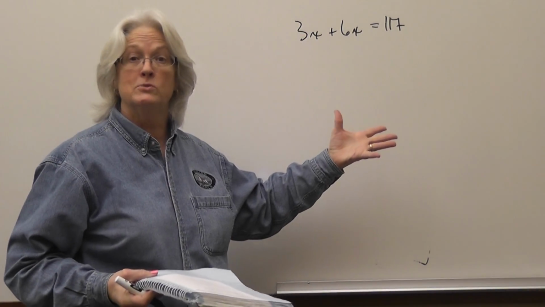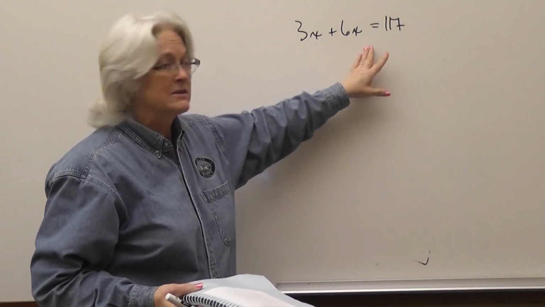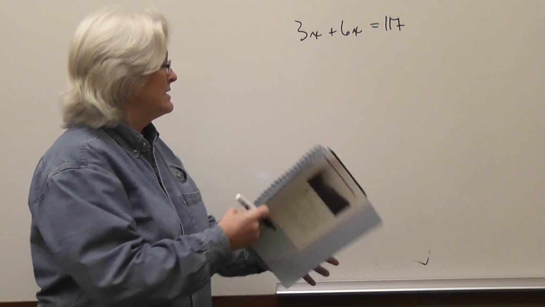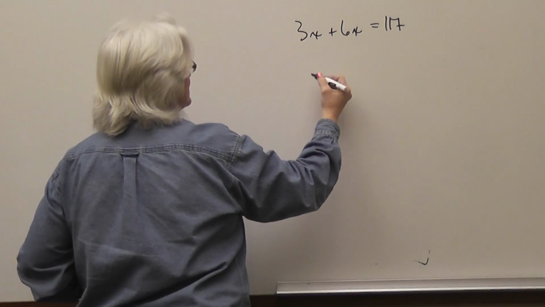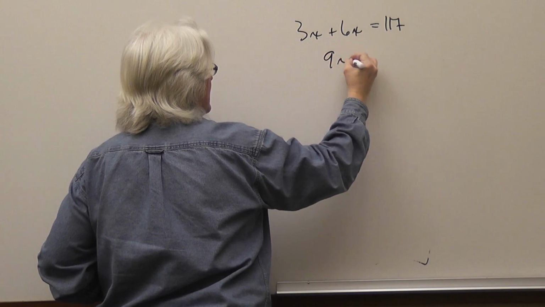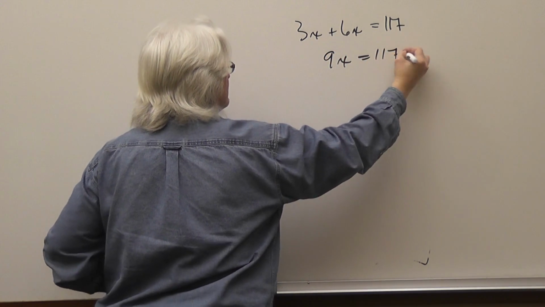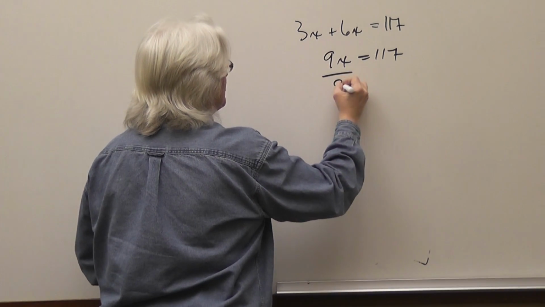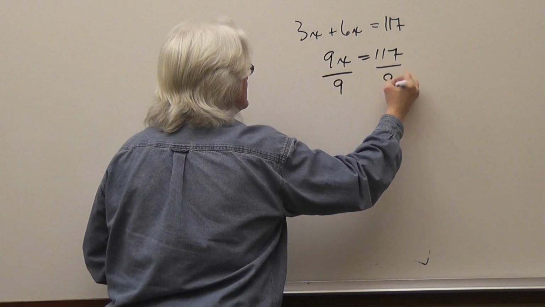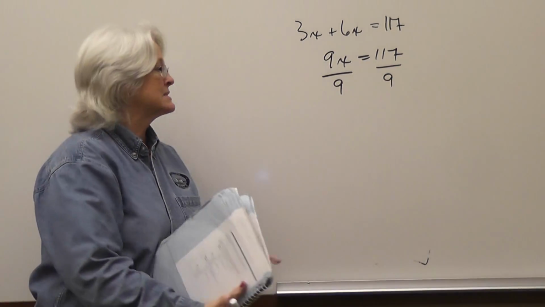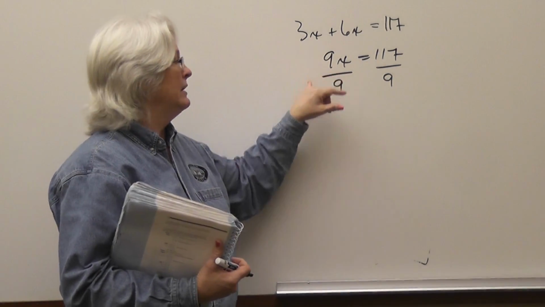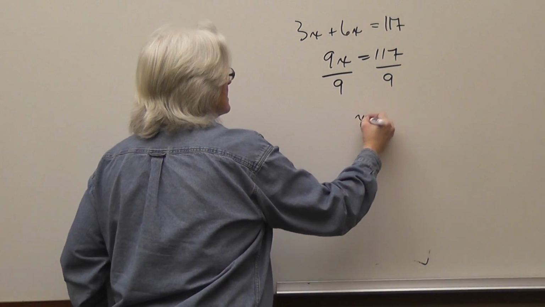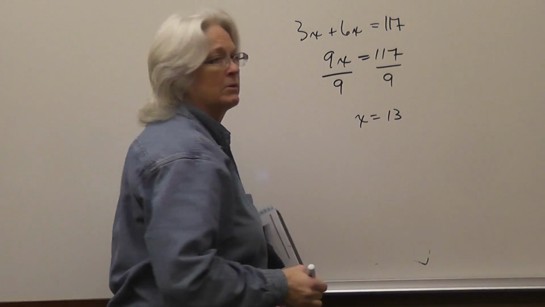What do we need to do? Well, if you have like terms, you combine them. 3x and 6x are like terms because the bases are the same. The bases are the same, we add the coefficients. 3 plus 6 is 9x is equal to 117. X has been multiplied by 9. We perform the inverse operation, which is division. We divide by the same amount that it's been multiplied by to both sides of the equation, and we see that x is equal to 13.